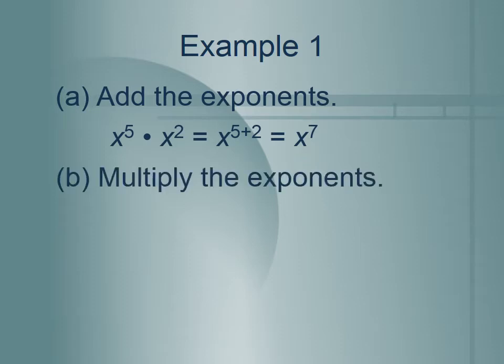Let's do an example where we have to multiply the exponents. Here we have x to the fifth power to the second power. So again, it's like the distributive property, 5 times 2, and 5 times 2 is 10, which means that we have x to the 10th power.